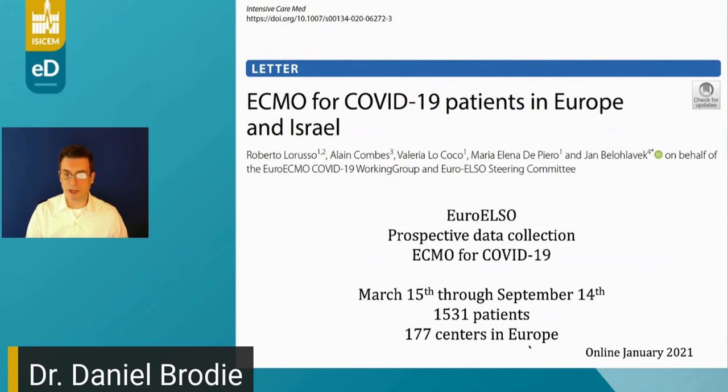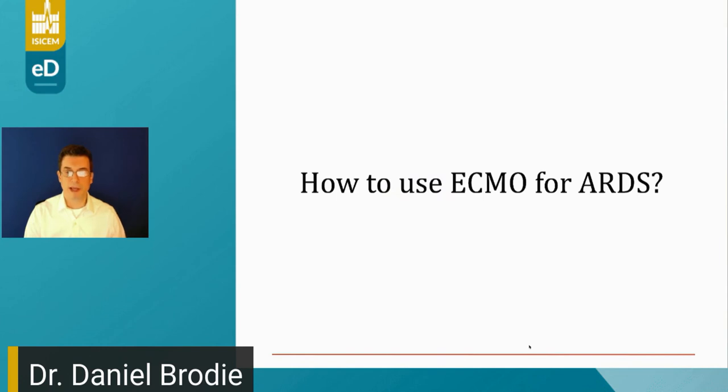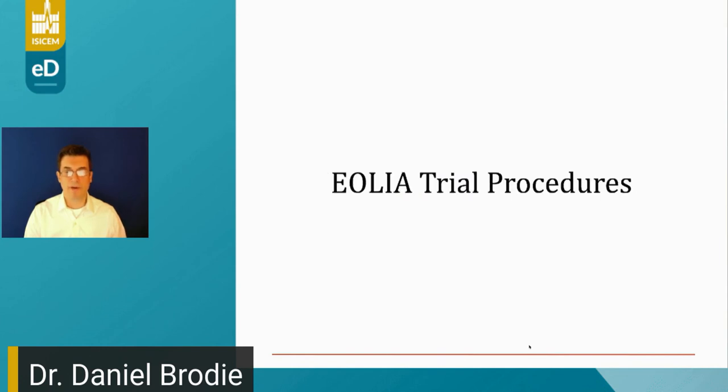This, just to show you some of the other large data collection that's going on, is from Roberto Lorusso's group with the European branch of ELSO, doing a prospective data collection of ECMO for COVID-19. This is looking at March 15th through September 14th, published recently in Intensive Care Medicine. This was 1,531 patients from 177 centers across Europe. You can see at the top the accumulation of patients over time. In the middle, those that are still on ECMO at the time of reporting, and then the trend in deaths with 45% mortality.